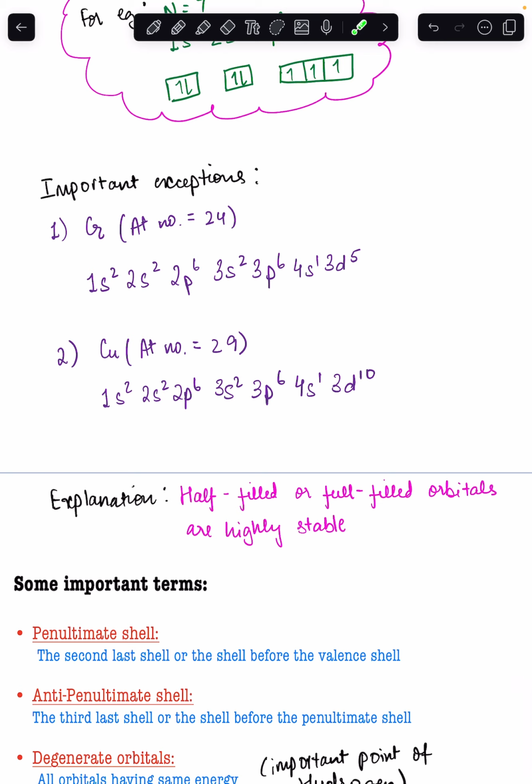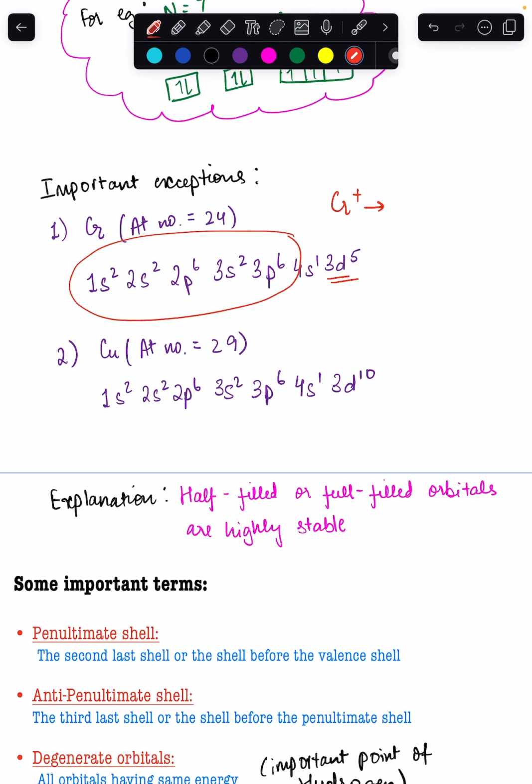Now I think there is one more important point that you need to learn. If I tell you to write the electronic configuration of Cr plus, then you are not going to take out one electron from here. It will not be 3d4 4s1. Instead, this whole thing stays the same, and then it is going to be 3d5, 4s1.